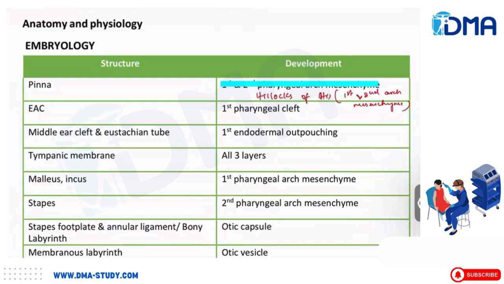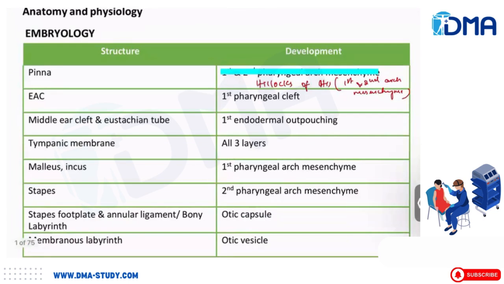So see, this is the first important table that you need to understand. This PDF I will share with you. Don't worry. So just listen to me. Some of the important points you grasp in the class itself. So pinna develops from hillocks of His. External ear develops from first pharyngeal arch cleft.